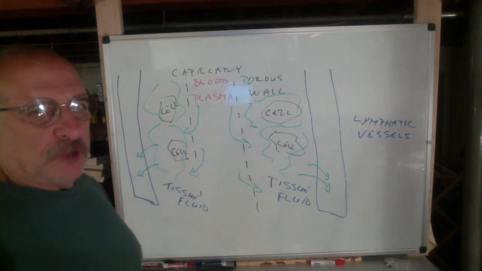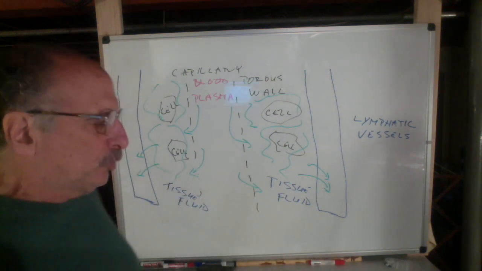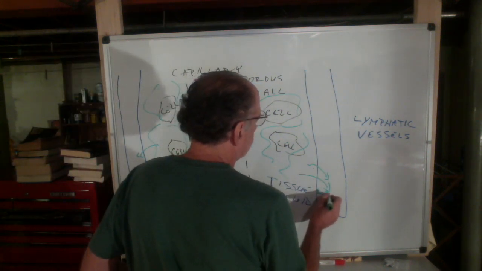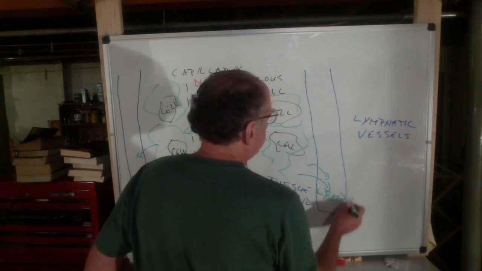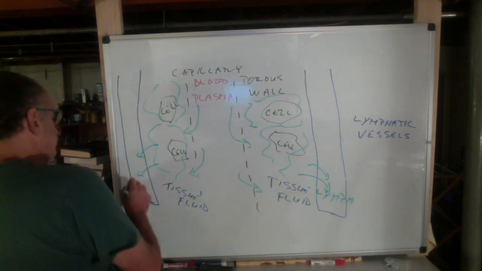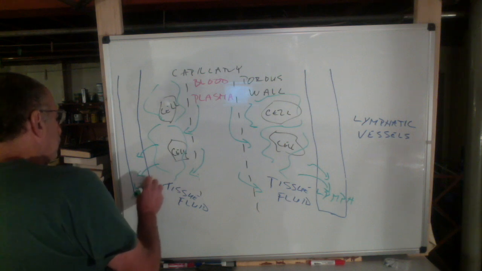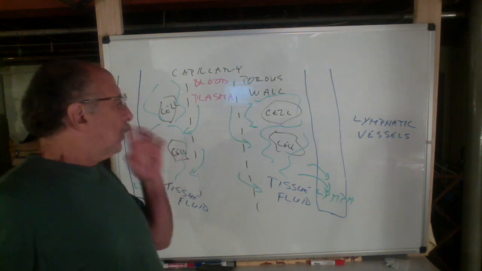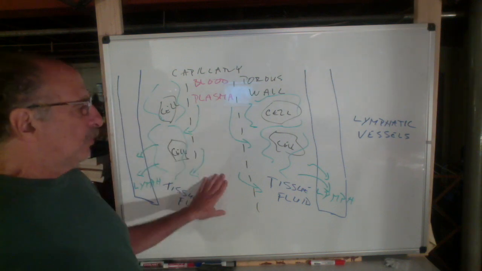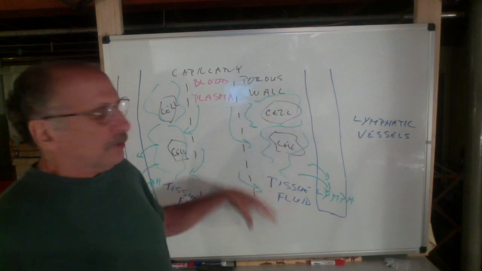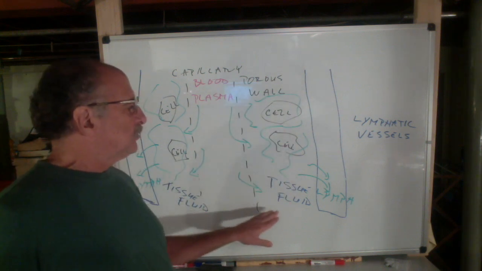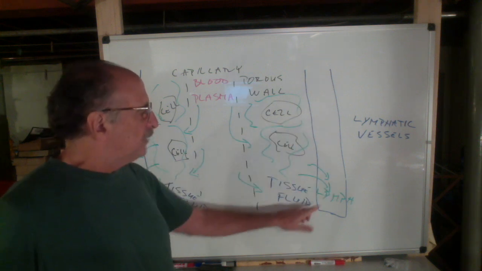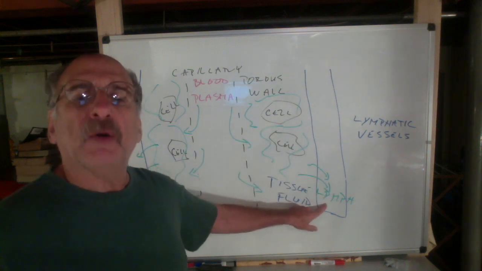Now once that fluid has entered the lymphatic tubing, the lymphatic vessels, it is called lymph. L-Y-M-P-H. Lymph. So when it's in the blood vessels, it's called plasma. When the liquid is around the cells, it's called tissue fluid. Once the fluid or liquid enters the lymphatic vessels, it's called lymph, L-Y-M-P-H.